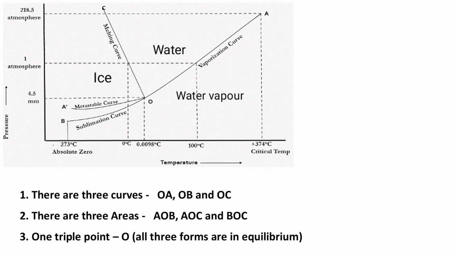And the last curve is curve OC. Curve OC starts from point O and ends at point C. Along this curve, the solid phase, that is ice, and the liquid phase, that is water, are in equilibrium. Therefore, this curve is also known as the melting point curve of ice or the fusion curve of ice. From the diagram, it is clear that this curve is diverted toward the pressure axis, which shows that on increasing pressure, the melting point of ice is lowered.